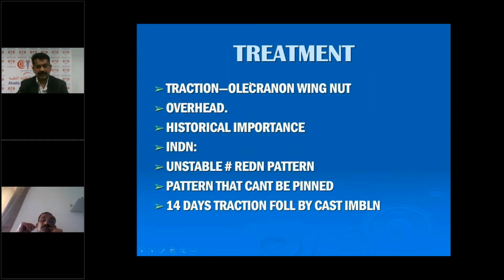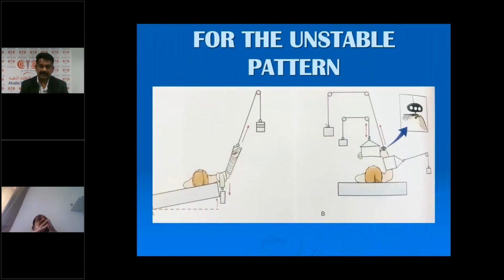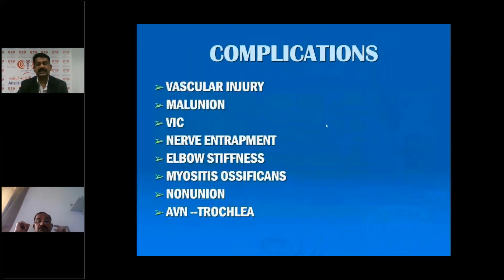Now, this is another treatment method, the olecranon wing traction and overhead traction. Nowadays, not at all used. It is of historical importance, and mostly for unstable fractures or fractures that are difficult to be pinned or held. After 10 days of traction, when the fracture gets sticky, you cast immobilization. But the high incidence of complications and poor compliance have made this obsolete now.